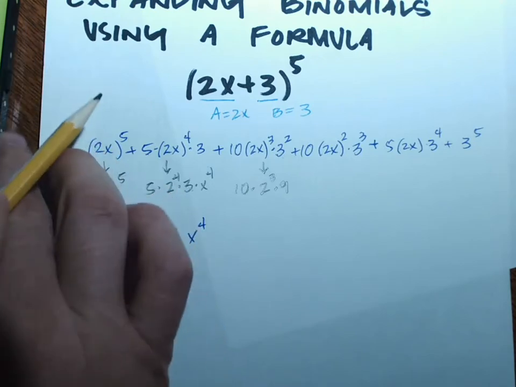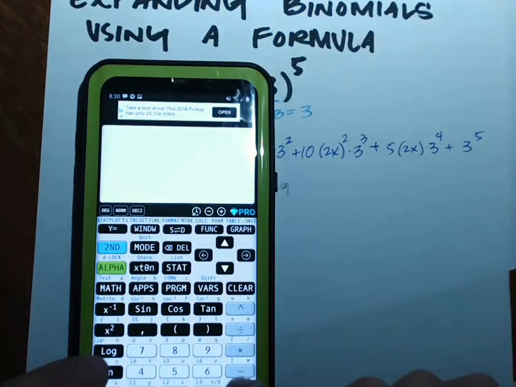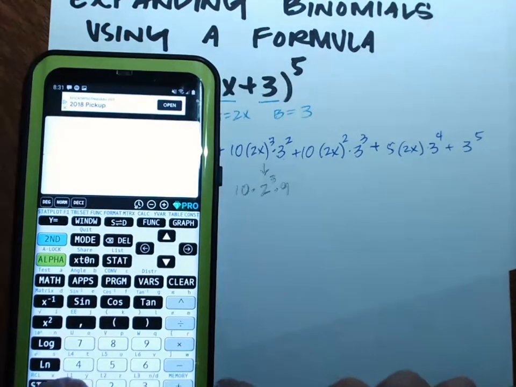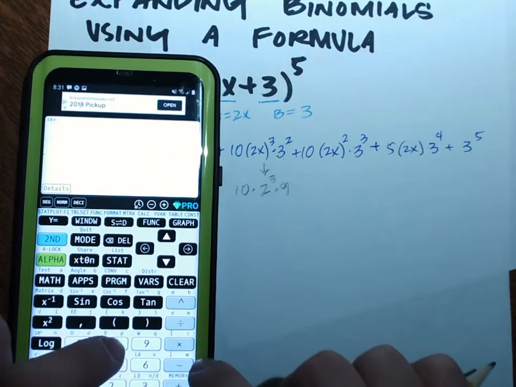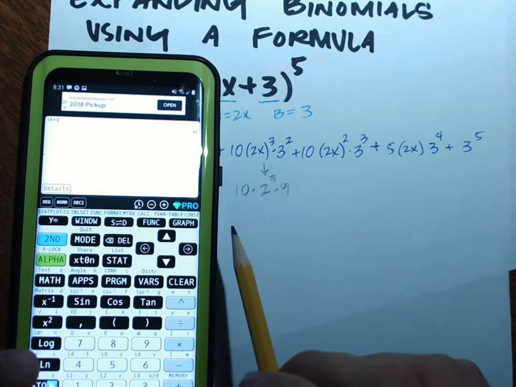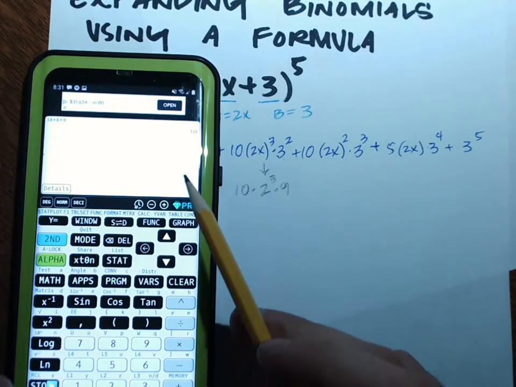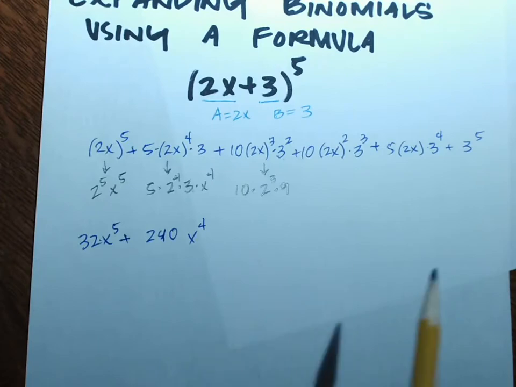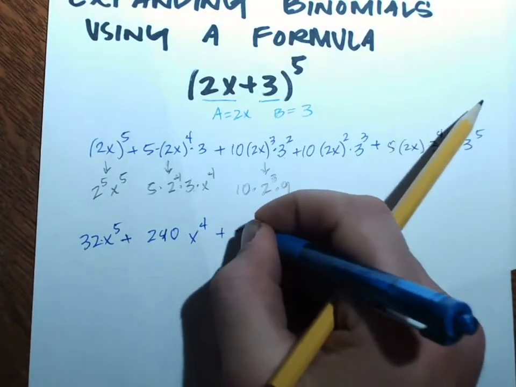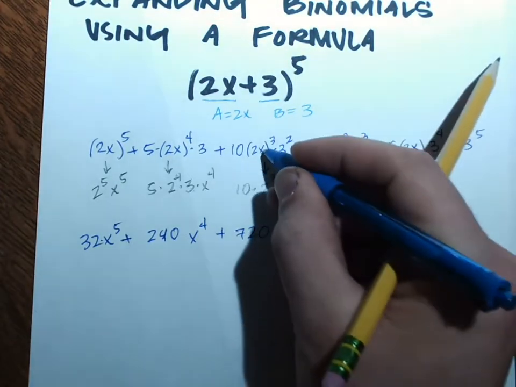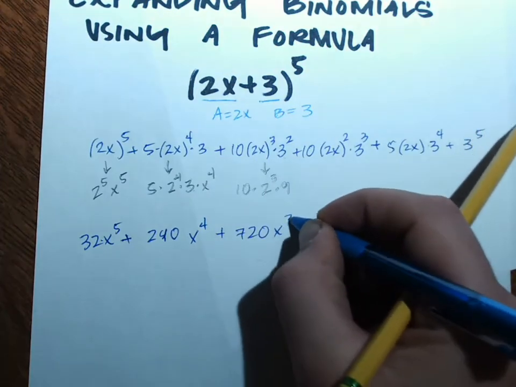What did I say? 10 times 8, that's 2 to the third power is 8, times 9. 720. And then the x is to the third power.